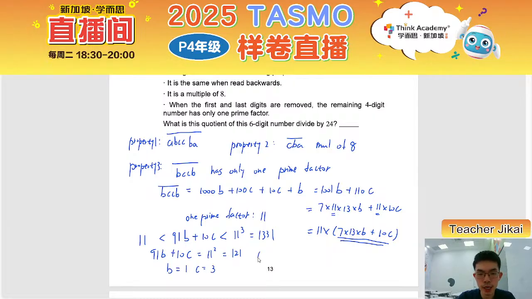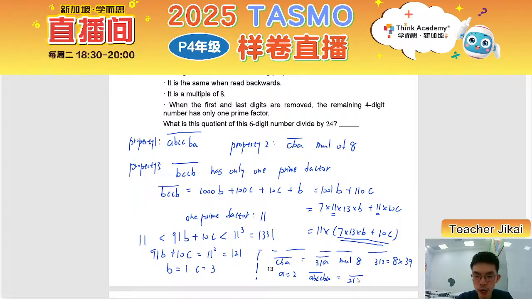We know this part. And then we can move on to property 2. The CBA will become 31A, which is a multiple of 8. So among 310 to 319, only 312 is a multiple of 8. 8 times 39, right? So A here is 2. So the number ABCCBA will be 213312, right? This is the number 213312.